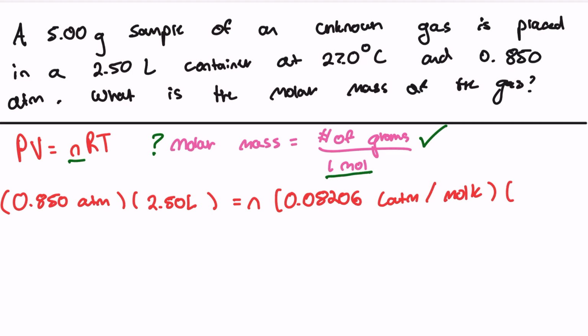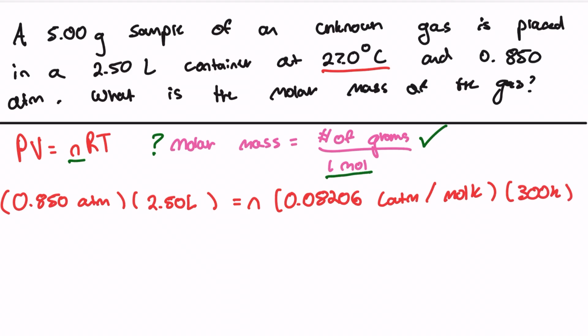Then for my temperature, I'm given that we're at 27 degrees Celsius. But remember that my temperature always needs to be in Kelvin. To change Celsius to Kelvin, you just need to add 273 degrees Kelvin. So that would give me a final answer of 300 Kelvin.